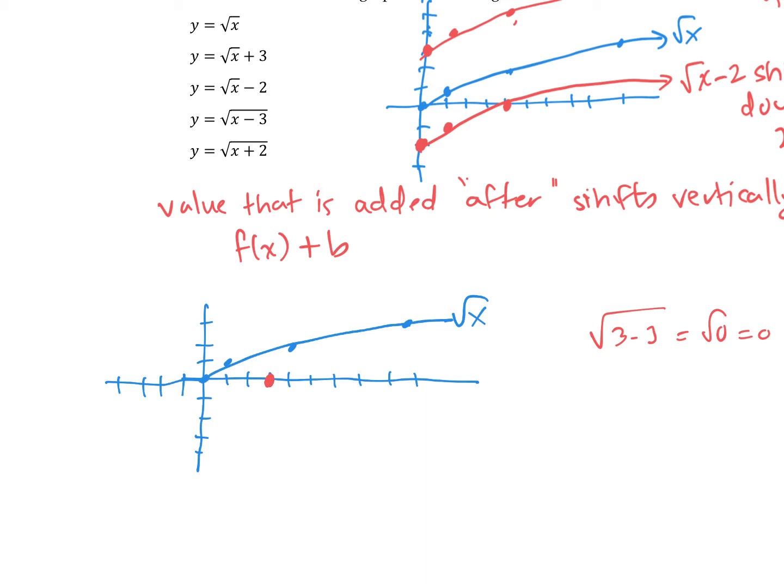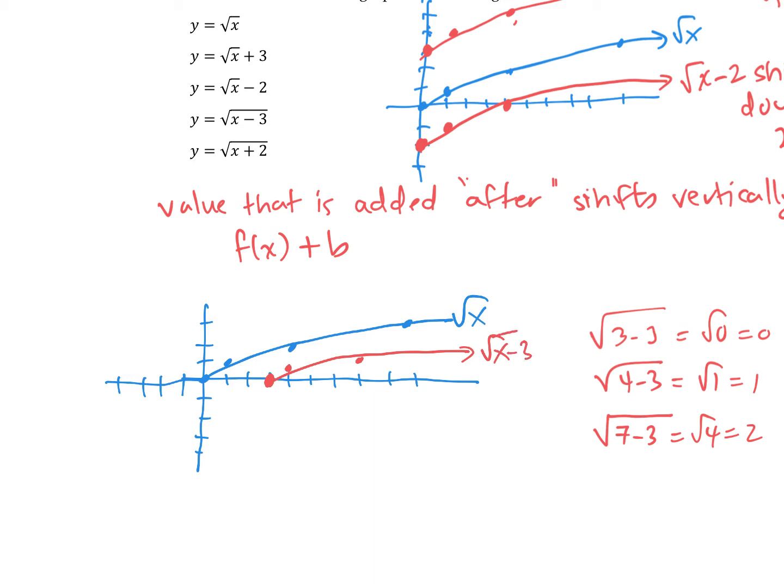When x is 4, 4 minus 3 is 1, square root of 1 is 1. So 4 gives me 1. And then I'm going to skip over to 7, because 7 minus 3 is 4, and the square root of 4 is 2. So what has that done to the graph? This is root x minus 3, where the 3 is inside the square root. So we're shifting it 3 to the right first, and then square rooting.